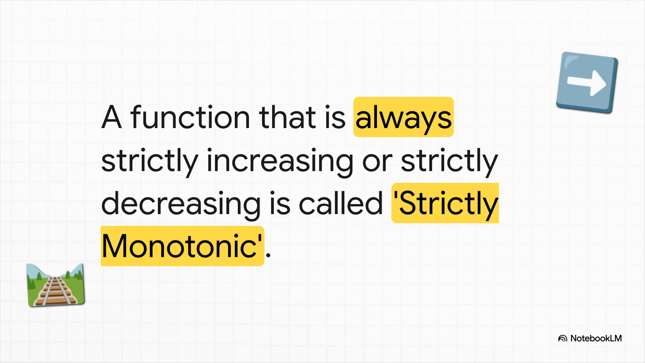And yeah, there's a fancy name for this kind of steady, predictable behavior. We call it strictly monotonic. You can think of it like a train on a track that can only go forward or only go backward, but it can never make a U-turn. It's committed to one direction for its entire journey. And that single-mindedness, well, it turns out to be a huge deal.